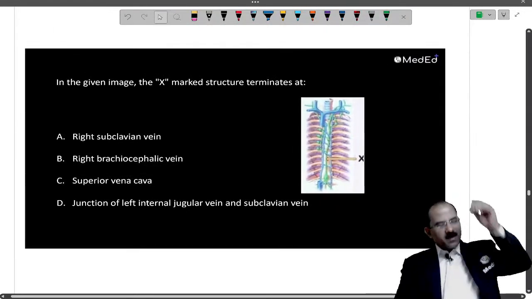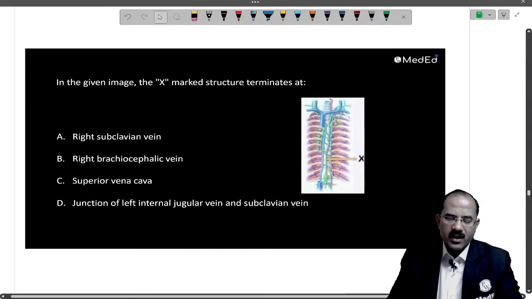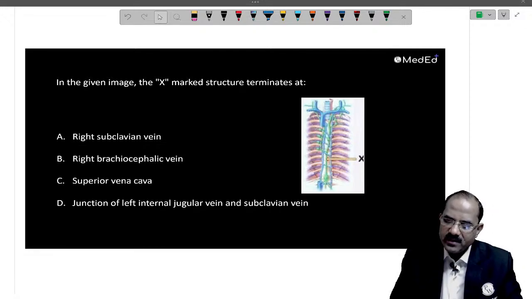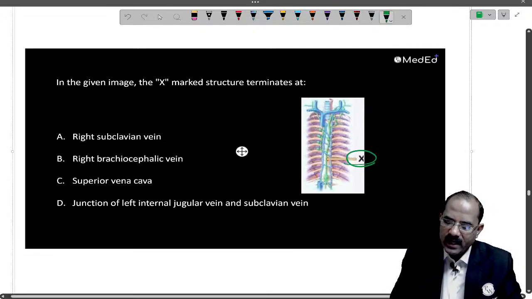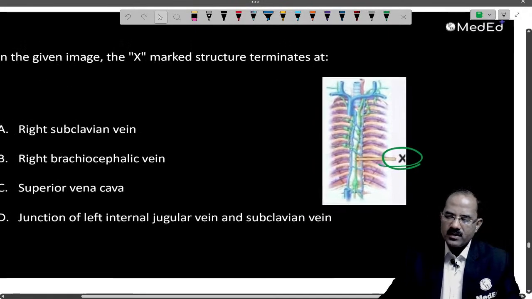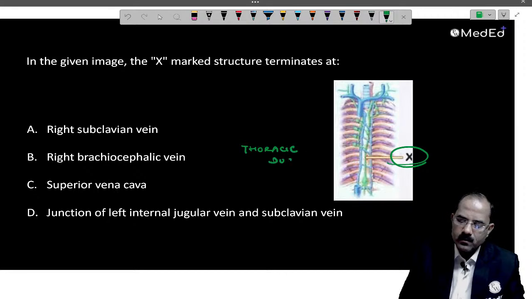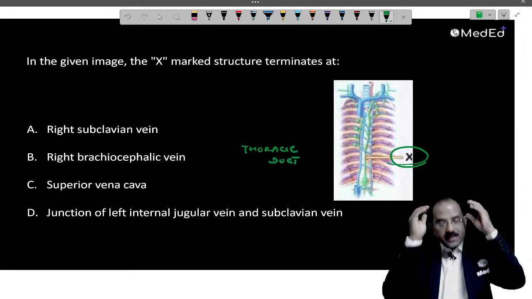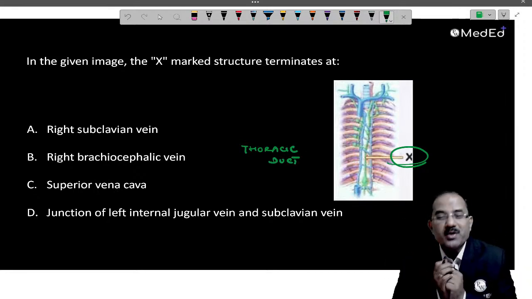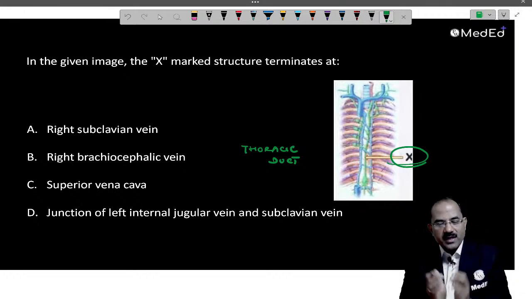Come on students, come on, if you answer this. In the given image X, the marked structure terminates at. Come on, children, can you tell me what this X structure is? What is this X-shaped structure? This is the thoracic duct. And this thoracic duct is formed in the abdomen.